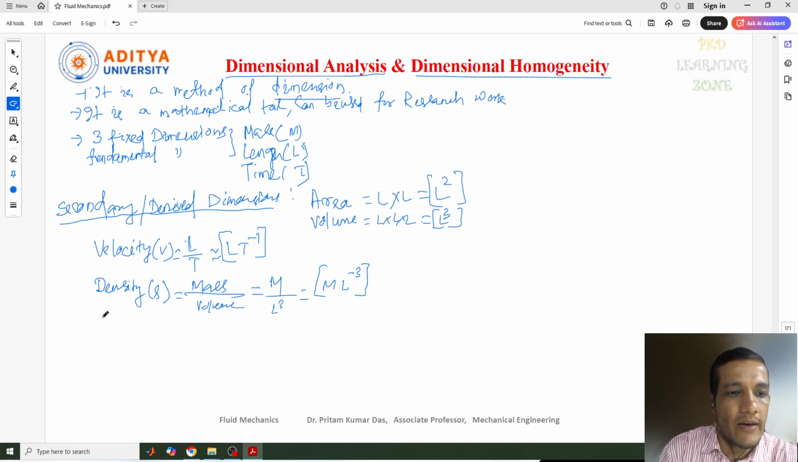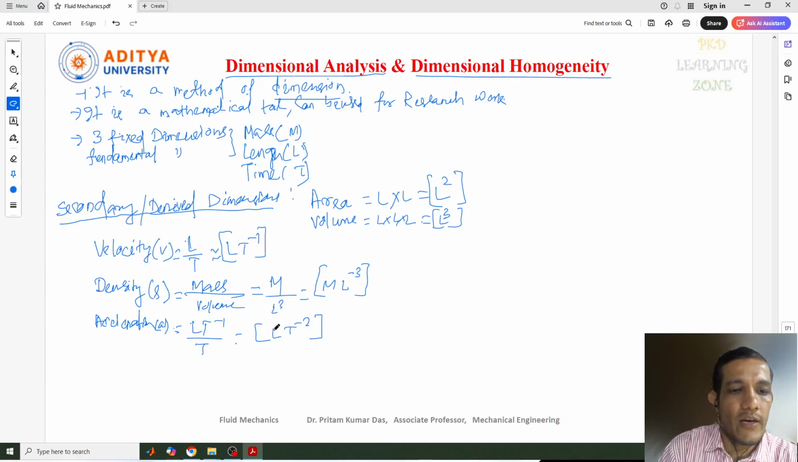Similarly, we can write other things like acceleration. Acceleration is nothing but velocity with respect to time. You can write a small a here, or omit it. Velocity we have already derived: it is L T to the power minus 1, divided by time T. So now we can write the acceleration as square bracket L T to the power minus 2. This is about acceleration.